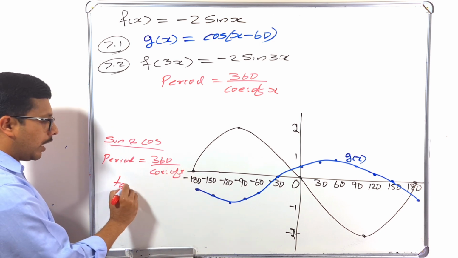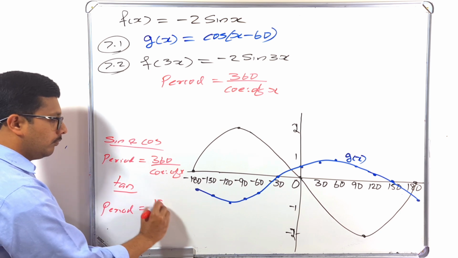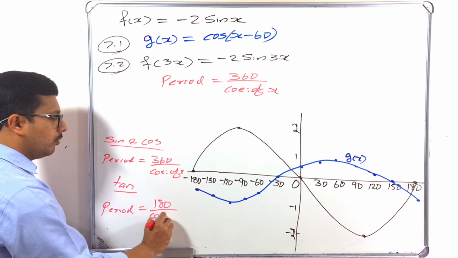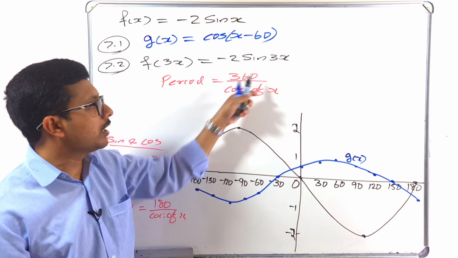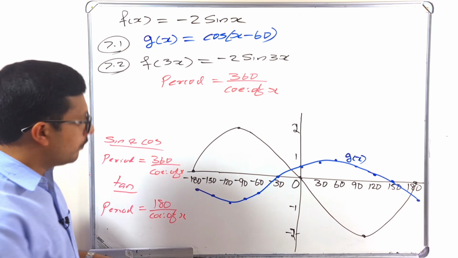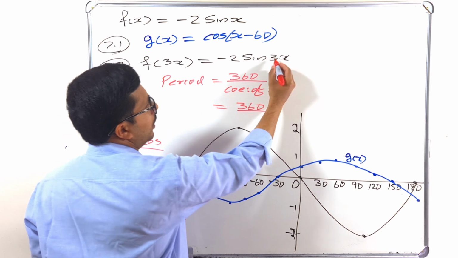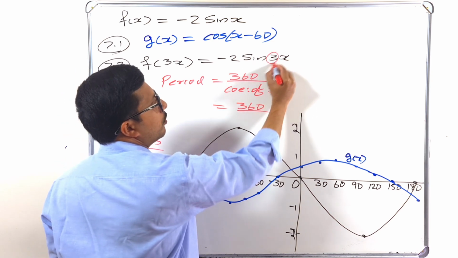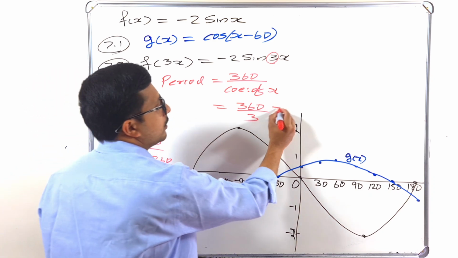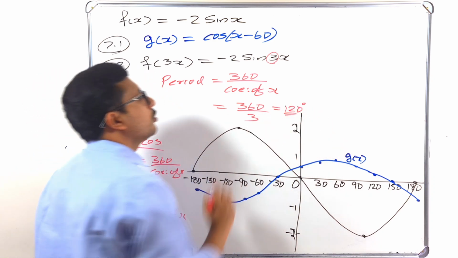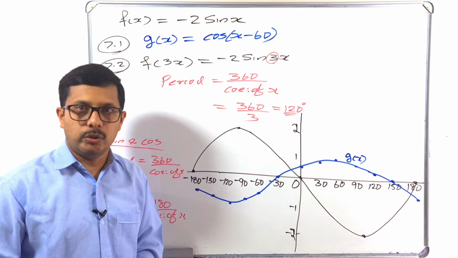Then in the case of tan graph, what is the formula to find the period? Period is equal to 180 divided by coefficient of x. Okay, so here it is sine, so 360 divided by coefficient of x. Now what is the coefficient? This is x, so what is the coefficient of x? 3. So it is 360 divided by 3. What is the answer? 120 degrees. So it means that the period of the graph f of 3x is 120 degrees.